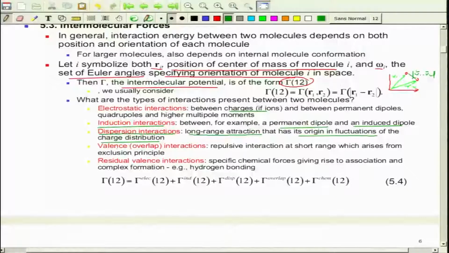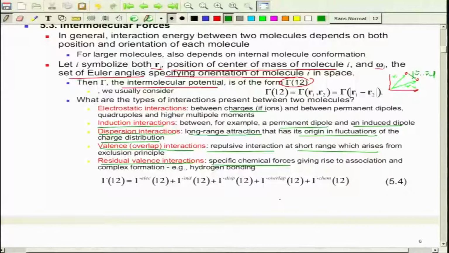In addition to dispersion, we may have valence interaction, which is nothing but repulsive interaction at short range, which arises from Pauli's exclusion principle. Now at the end we may have this residual valence interaction, which is a specific chemical force giving rise to association in complex formation, such as hydrogen bonding.